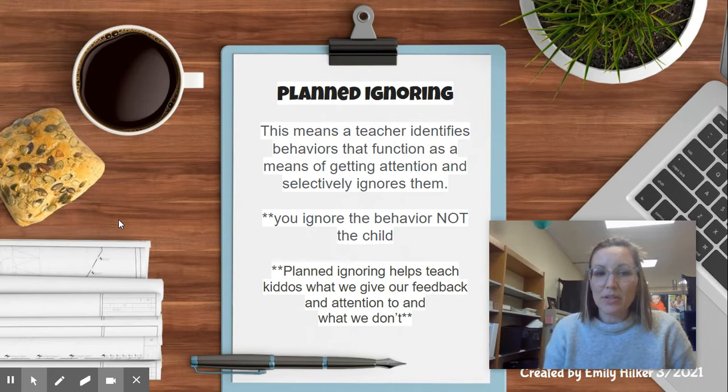So once you've established that behavior, you're going to decide that when you see that behavior, you're going to ignore it. Now, that does not mean we ignore the child. We ignore a very specific behavior that we have identified. The whole point of this is that we're teaching the student how to get attention the correct way and how they won't get attention for some of these behaviors that we have noted are inappropriate or unexpected.